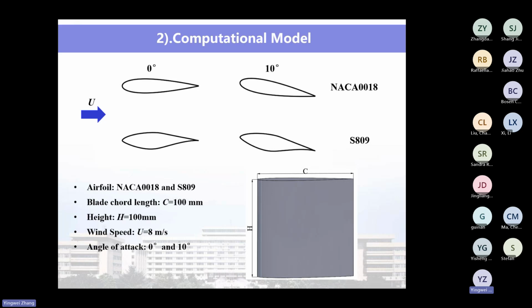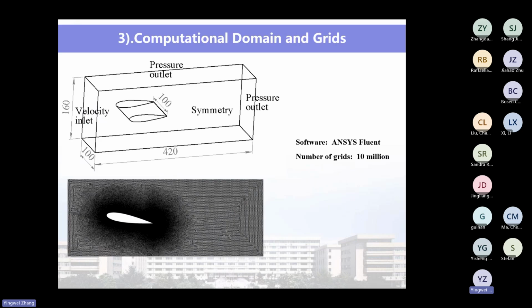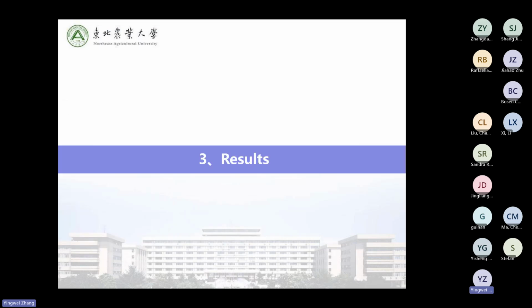The blade chord length is 100 mm. The blade height is 100 mm. The wind speed is 8 meters per second. The angles of attack are 0 and 10 degrees. The numerical simulation was performed using ANSYS Fluent, and the computational domain is shown in the figure on the left. The total number of grids is 10 million, and transition simulations are performed.